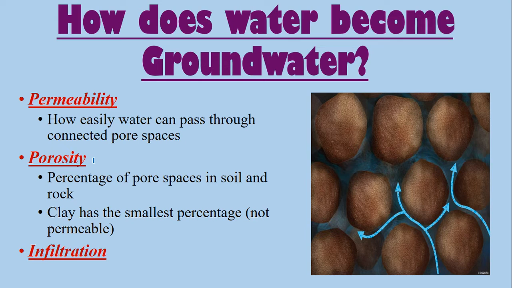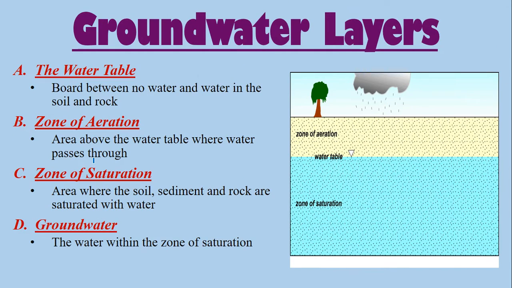And the other thing is infiltration. That's actually the water going through the soil. That's the process. And all these work together so that water can get into the groundwater. Now, if we look at groundwater layers, I would probably pause right now, maybe draw a little sketch of the picture over here, and label your picture so you can study.